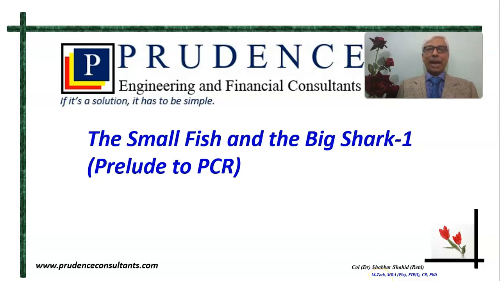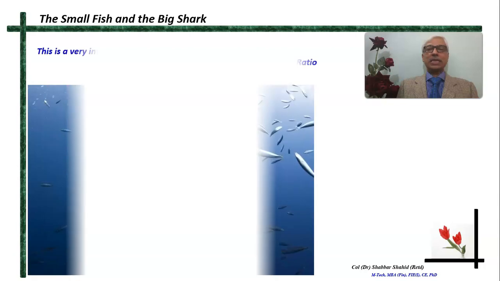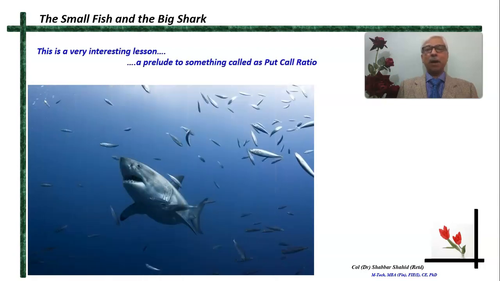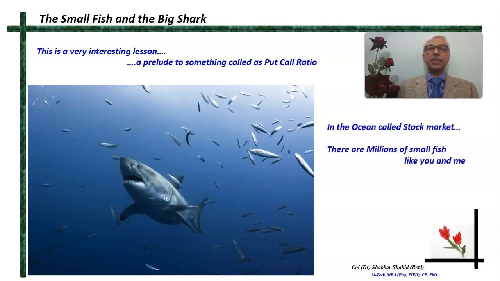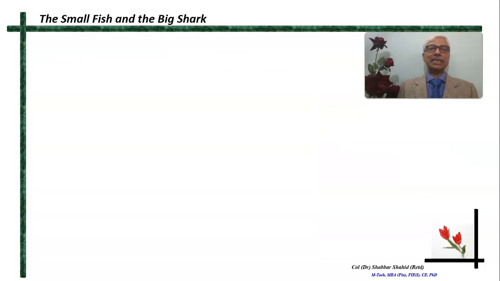All right, welcome back. Now, this is a very interesting lesson, a prelude to something called put-call ratio, which we are going to study later. But this lesson, I call it small fish and big sharks. You see, in the ocean called the stock market, there are millions and millions of small fish like you and me. And there are a few sharks who feed on the small fish. Let us see how it all happens.